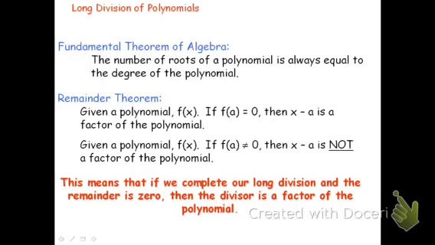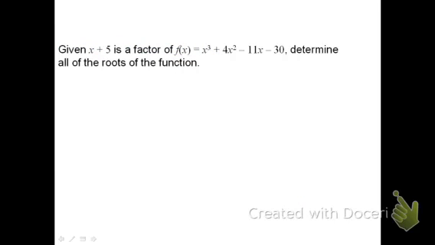Now let's take a look at an example here. In the first problem, we're told that x plus 5 is a factor of the polynomial f of x equals x cubed plus 4x squared minus 11x minus 30, and we need to find the other roots. Well, I know if one of the factors is x plus 5, one root is x equals negative 5. But I need to find the others. So we'll set up our long division.